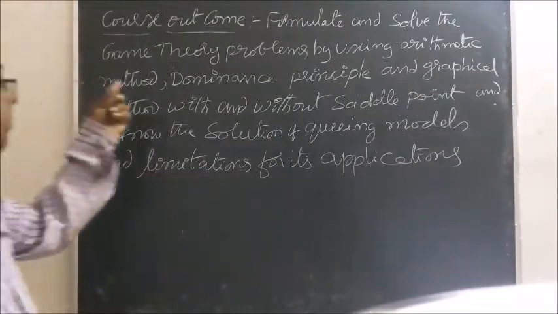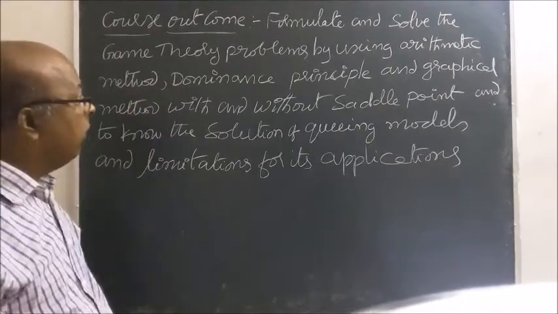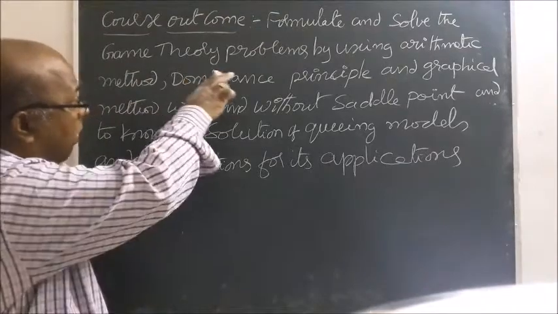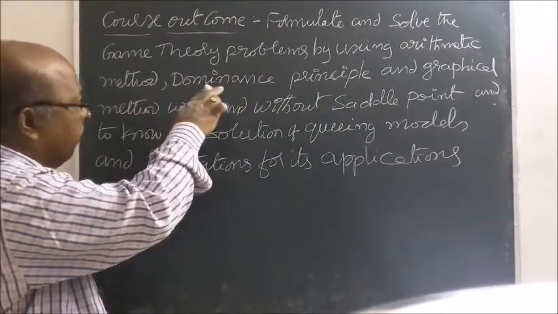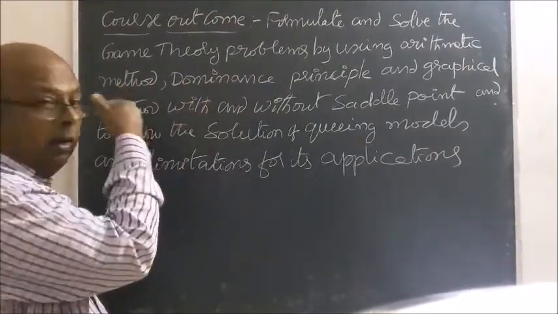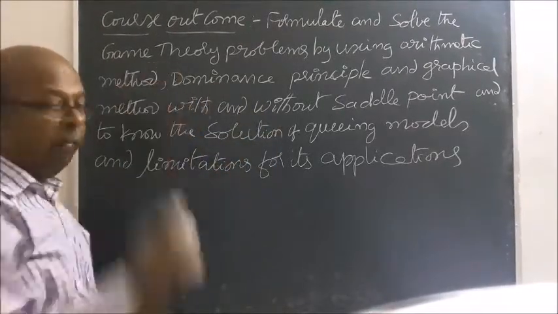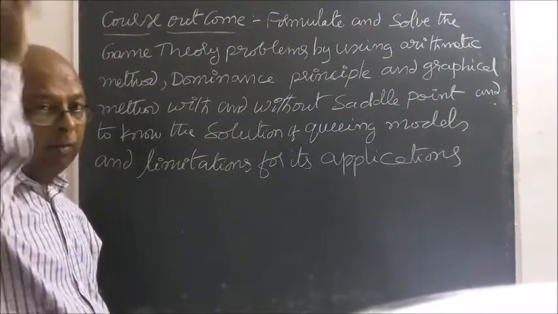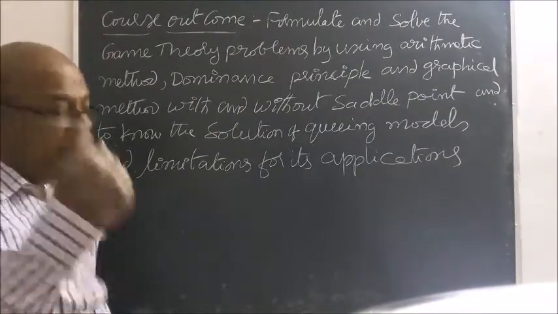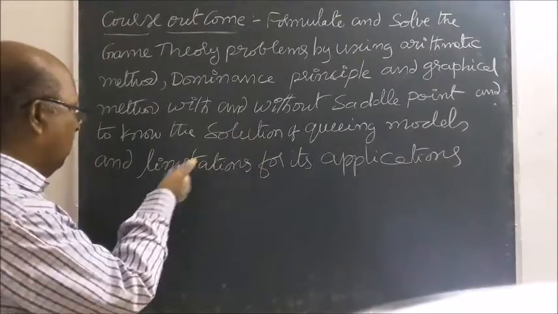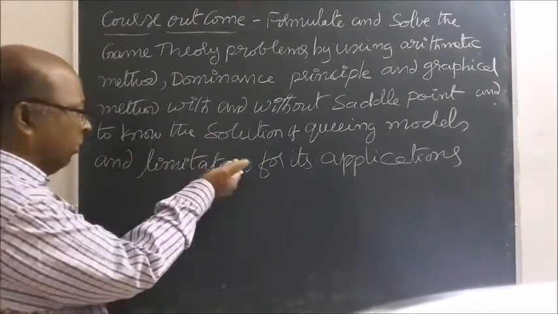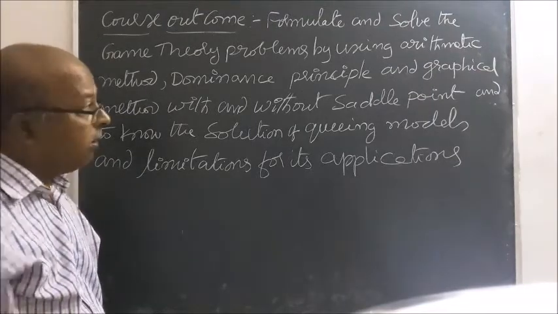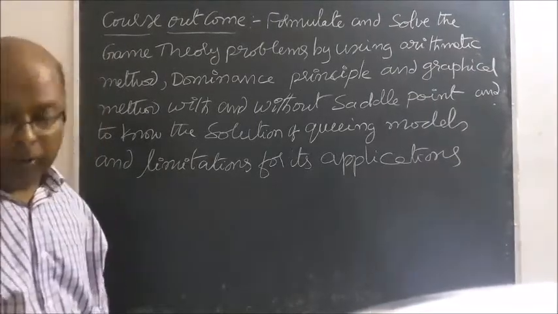So, course outcomes of Unit 4: According to the above syllabus, formulate and solve game theory problems by using the arithmetic method, dominance principle and graphical method, with and without saddle point. That is the game theory outcome. Waiting lines outcome: to know the solution of queuing models and the limitations for their applications. This is the outcome of Unit 4.